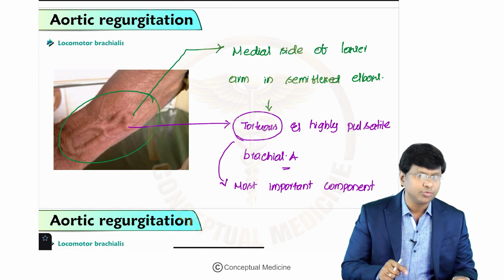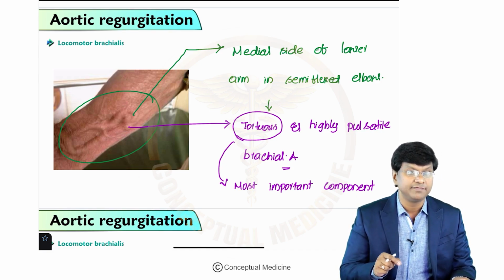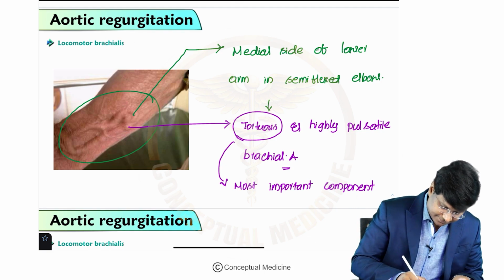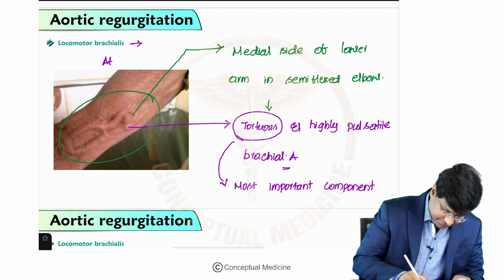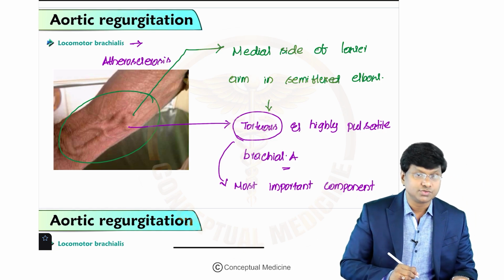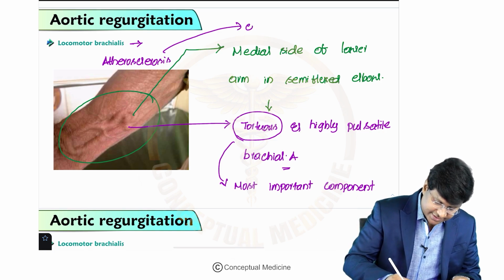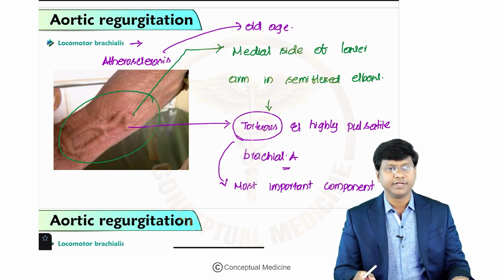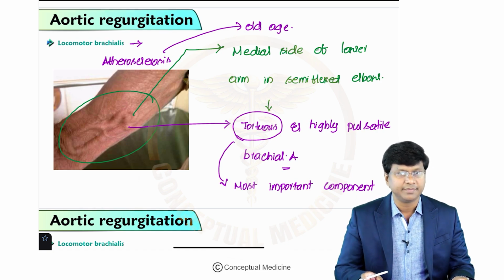And this locomotor brachialis is also commonly found in atherosclerosis, that is in old age. So that is about the locomotor brachialis.